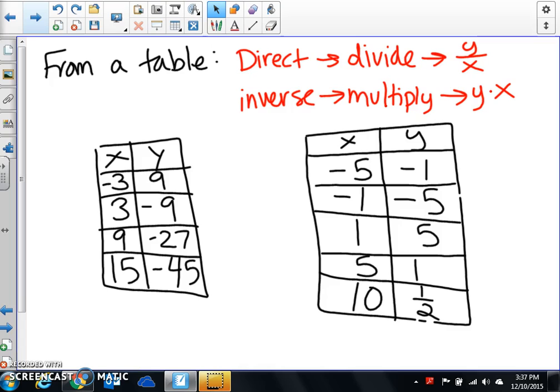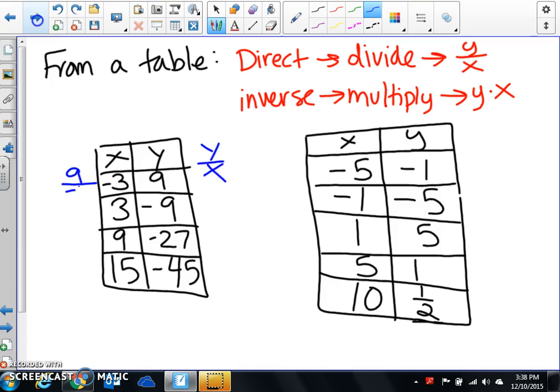All right, from a table, we did something with the direct. Remember, direct always has to go through 0, 0. But you can't necessarily just immediately say, no, it's not direct, it didn't go through 0, 0. You have to do the test. So for direct, you divide y over x, right? Because that's how you find slope. For inverse, you're going to multiply y and x. I always like to start off by dividing. So I'm going to see if it's y over x first.